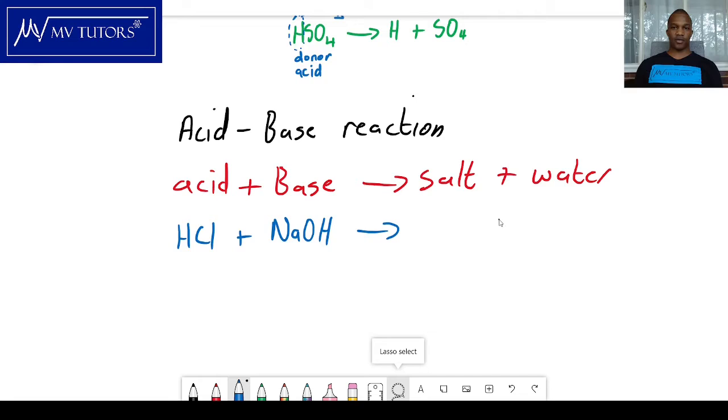Okay, so let's start with the water here. The water we know is H2O. So I've taken this H here from the HCl, and then I've taken the OH from the sodium hydroxide, so I'm left with sodium and chloride. This then, sodium chloride, is the salt. Well, if you know these things, then you will know that actually sodium chloride is table salt. Okay, it's your table salt.